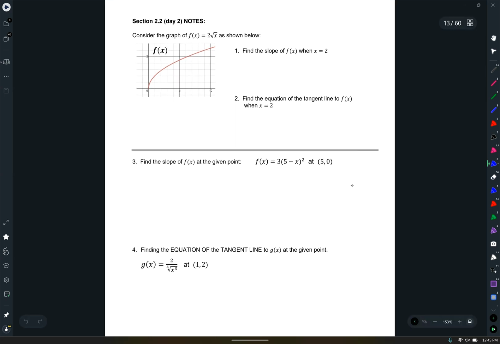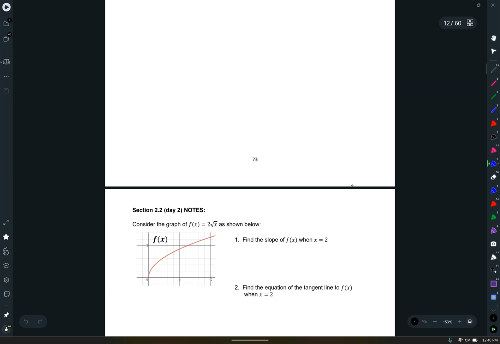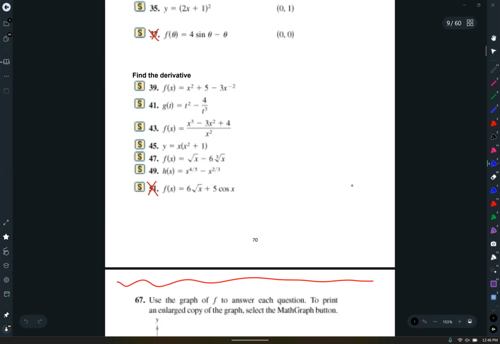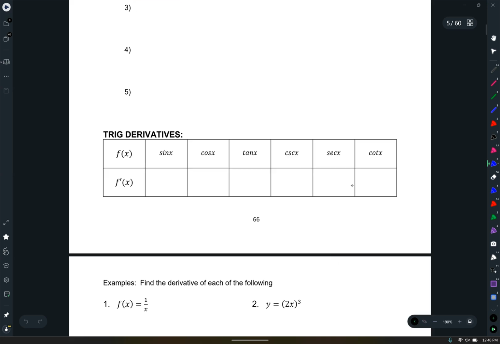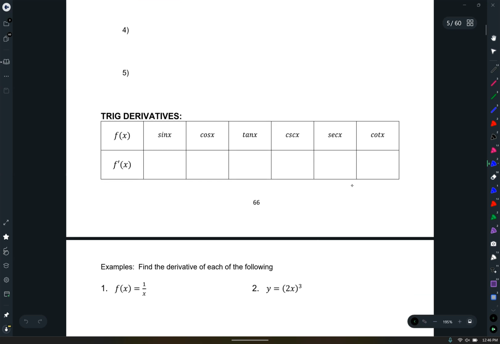This is section 2.2. It's really kind of a day 2 continuation of the derivative rules. So before we really get into the 2.2 part, we need to go back and fill in the trig derivative rules from 2.1. If you go in your notes, on this version it's the bottom of page 66. We never filled in that table with the trig derivatives.